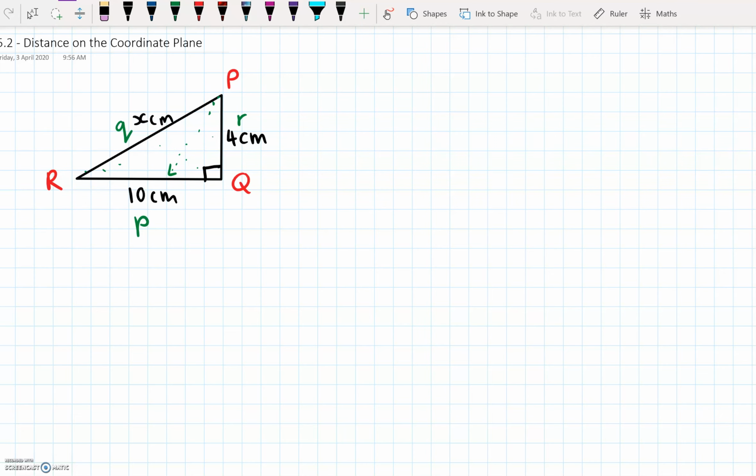Okay, I'm going to erase all that stuff in the middle. Okay, so we have this triangle, and using Pythagoras' theorem, we know that normally a squared plus b squared equals c squared. And remember, c must be the hypotenuse. Now in this case, the hypotenuse is q, so we're going to put q squared in for the hypotenuse is equal to, and for the other two it doesn't matter the order, so we'll say p squared plus r squared.